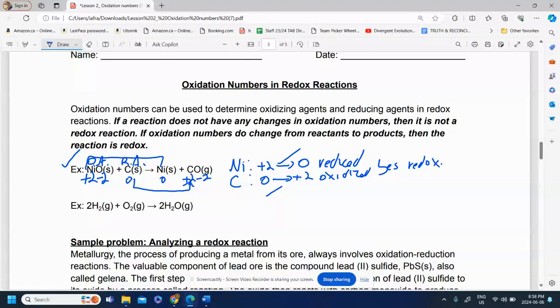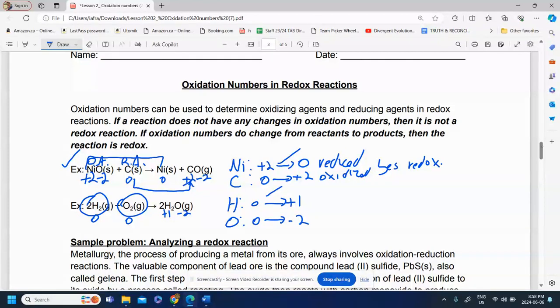Try the other one, pause the video, and then unpause and take a look if you're on the right track. So what you have to notice here is that O2 and H2 are elements, so their oxidation numbers are 0 each. But then if you go to the other side, you'll see oxygen has -2 and hydrogen has +1 from the rules. So what happened to H? Well, H went from 0 to +1, and O went from 0 to -2.